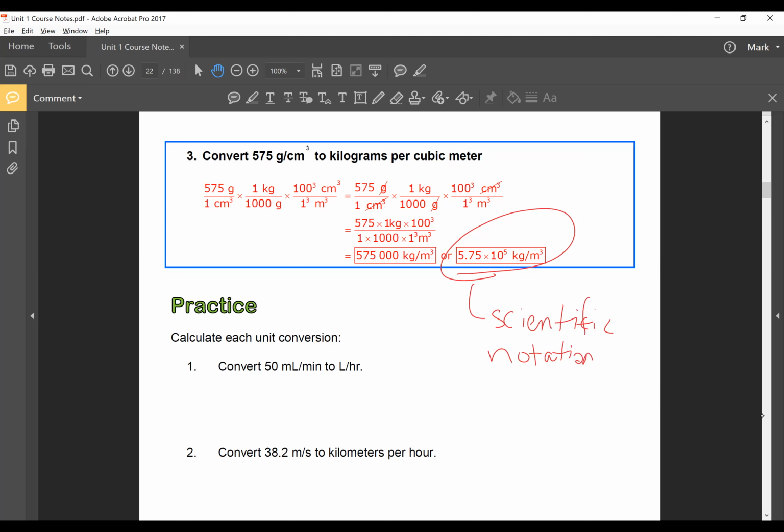We'll talk a little bit more later about scientific notation. Most of you will do this in physics or chemistry as well. For any students not in physics or chemistry, not necessarily a big deal.